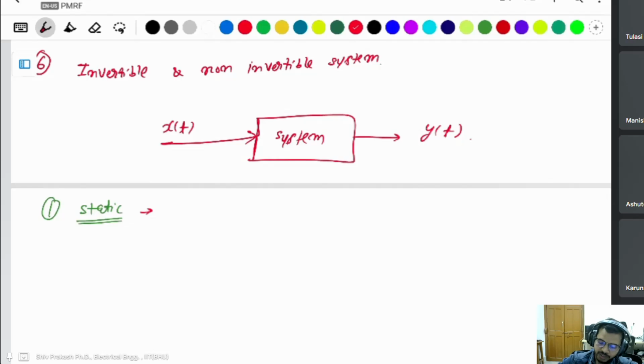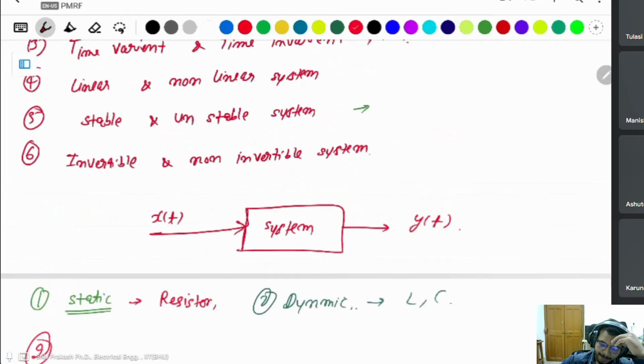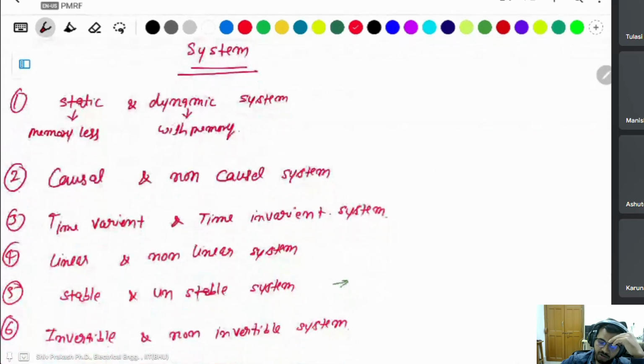Okay, a static system is a resistor. A dynamic system, as a simple example, is an inductor and capacitor. The second one is causal and non-causal systems.